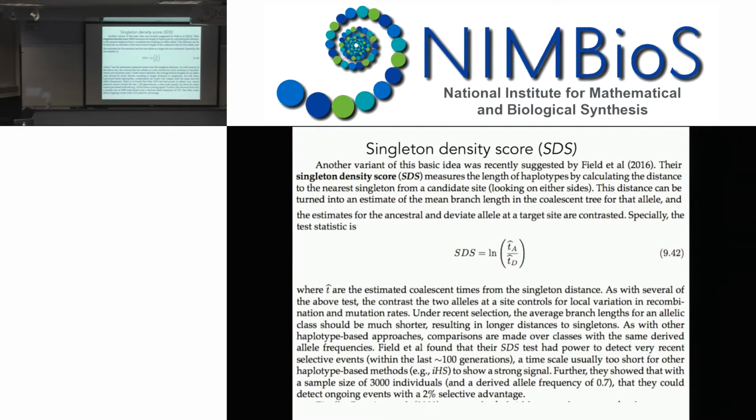So for example, what they showed here was a sample size of 3,000 individuals and a arrival of 70%. They could detect ongoing events with a 2% selection advantage. So it's an exquisitely powerful method for a particular problem. I want to detect super recent selection, and it gives me lots of power to do that. As selection occurs over longer amounts of time, you have to do the other tests. And that's the drawback with all these different approaches. As you change your time scale, you basically change the test. That's where there's this huge myriad of number of tests.